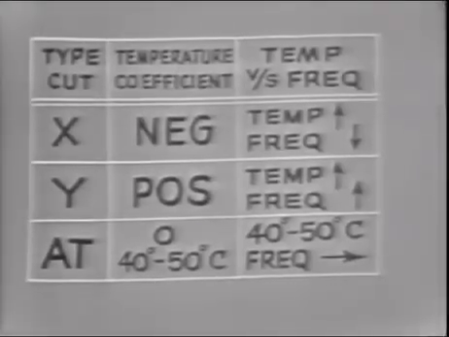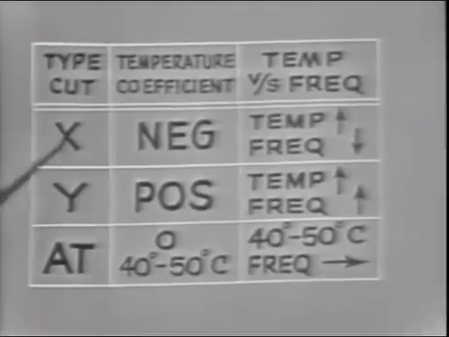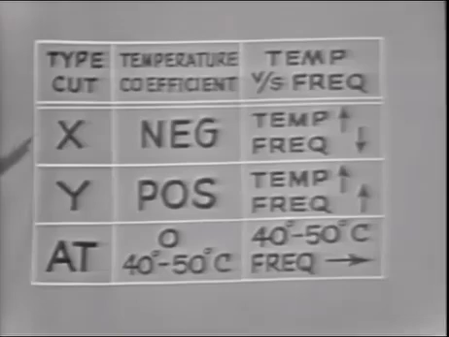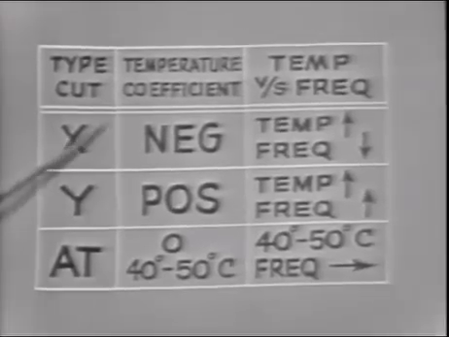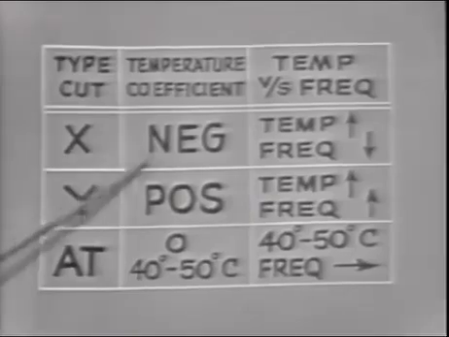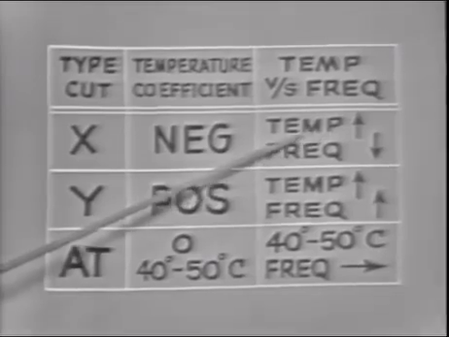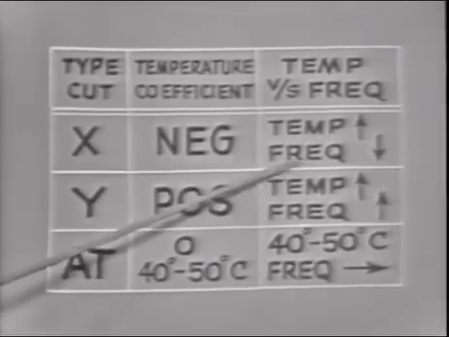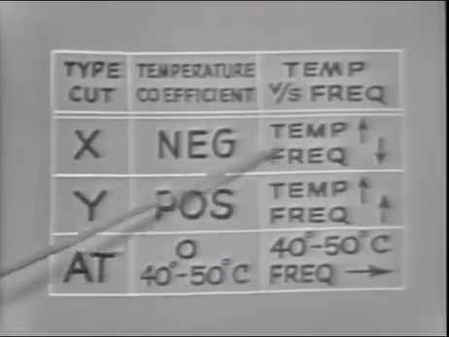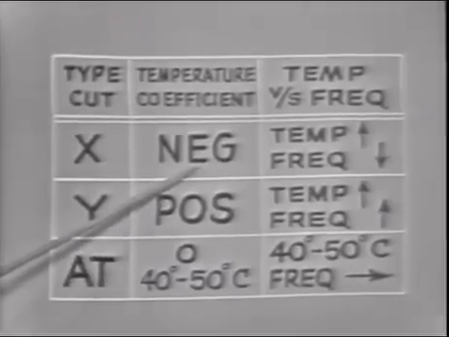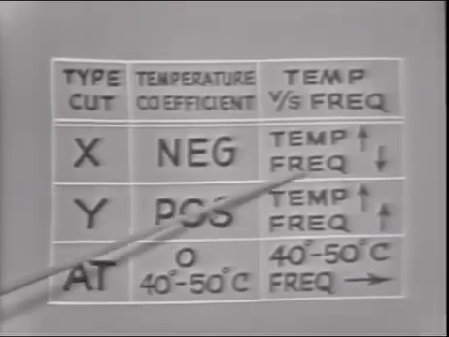Now, let's compare the temperature coefficients of the 3 cuts that we just considered, the X, Y, and AT cut crystals. To do that, we'll use this chart. On the left, we're indicating the type of crystal cut, the X, Y, and AT. Let's begin then with the X cut. The temperature coefficient of the X cut is negative. This means that if temperature about the crystal increases, the crystal frequency will decrease. A negative temperature coefficient. An increase in temperature, a decrease in frequency.